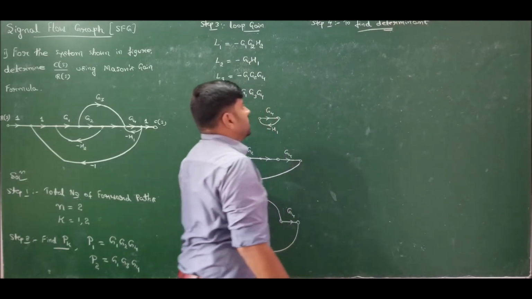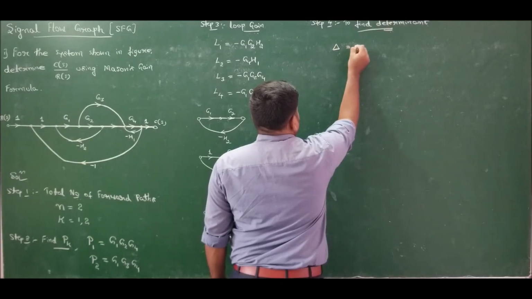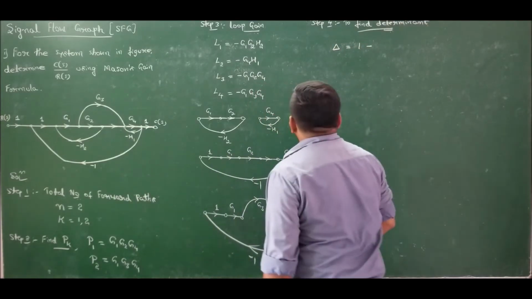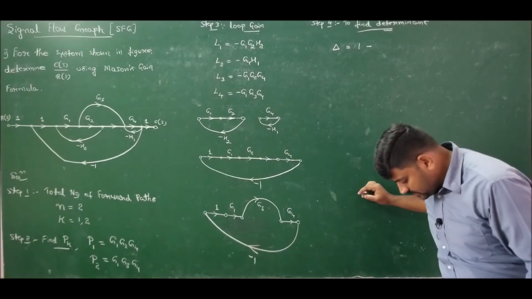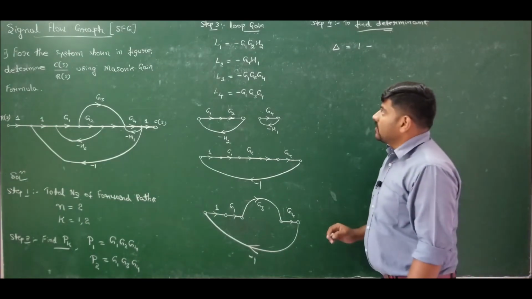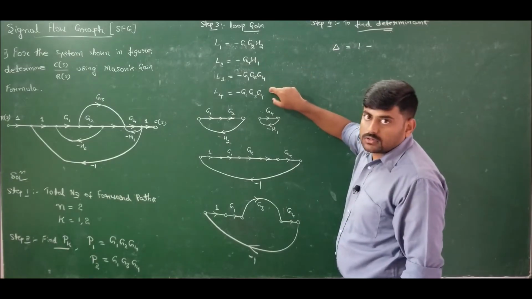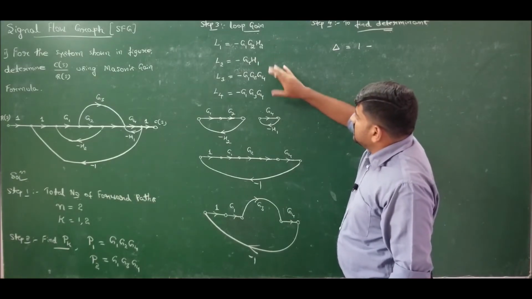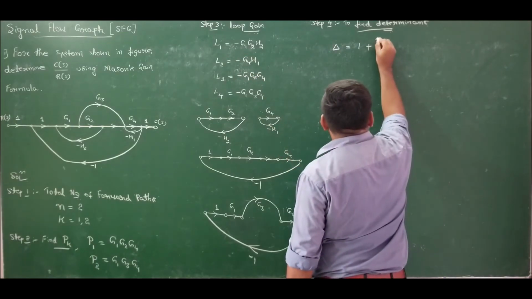To find the determinant, we know that the determinant is given by delta equal to 1 minus the sum of all the loop gains. So the sum of all the loop gains will become L1 plus L2 plus L3 plus L4. If I add all this by taking minus common, minus of minus will become plus.